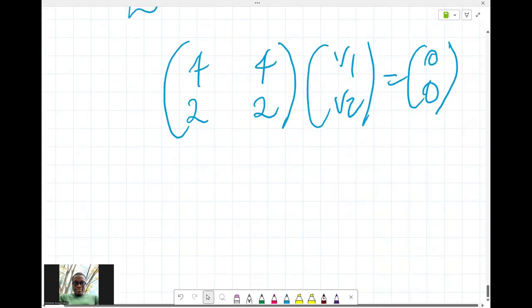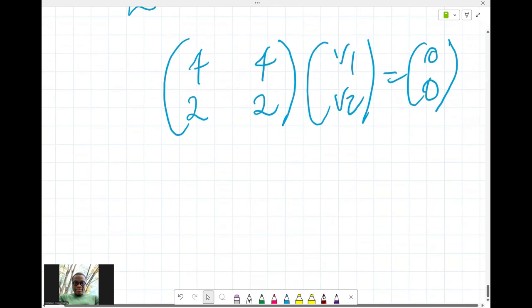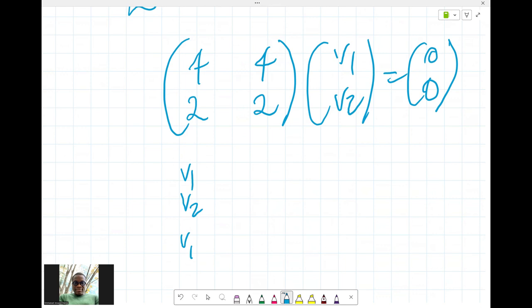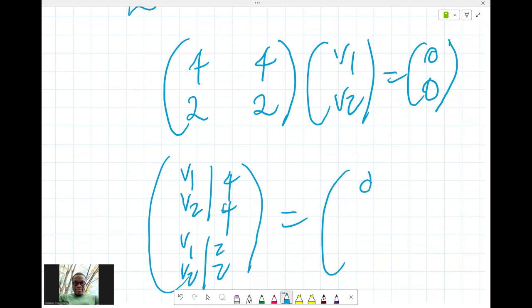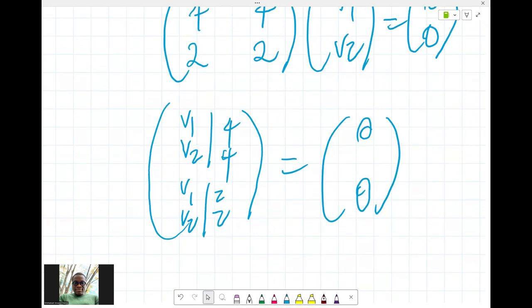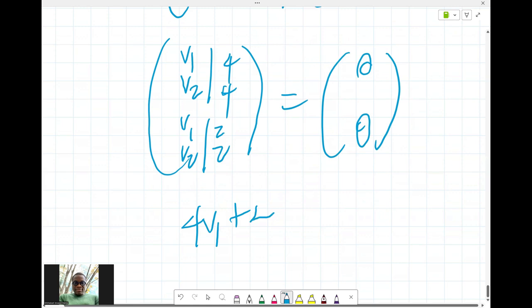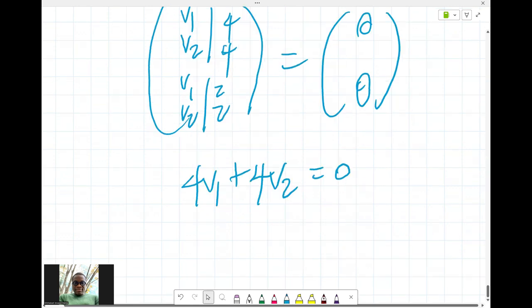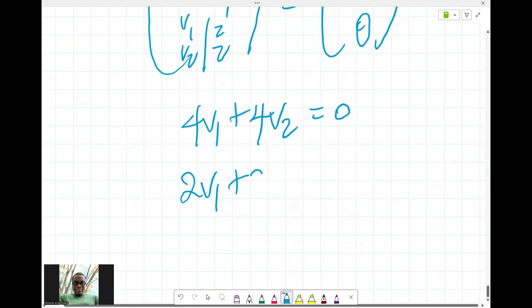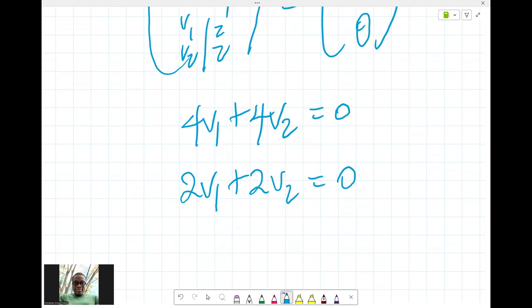So what this simply means is that anyhow you look at it, you have v1, v2, v1, v2. So this is 4, 4 here. This is 2, 2 here. All of this is equal to 0 each. So you have 4v1 plus 4v2 is equal to 0, or 2v1 plus 2v2 is equal to 0. Anyone you take is fine.